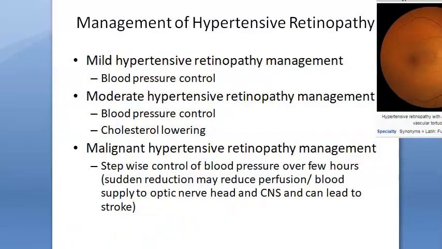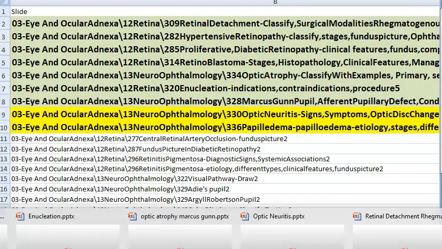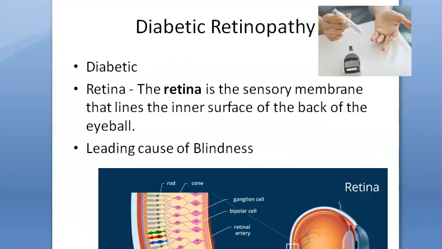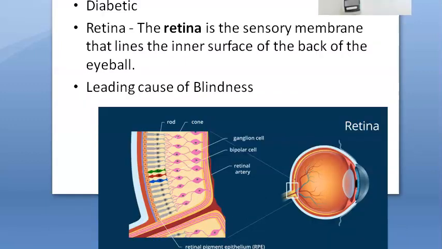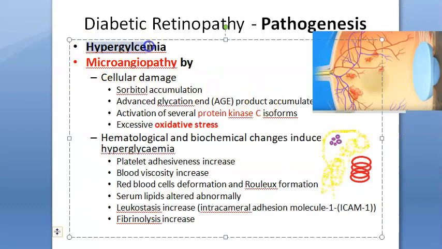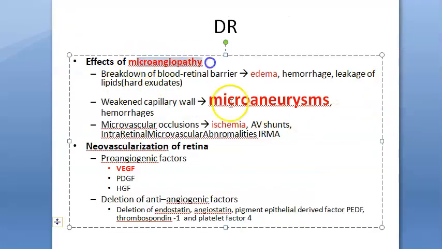Management of hypertensive retinopathy. Proliferative diabetic retinopathy, let's look at. Diabetic retinopathy is a leading cause of blindness. They are saying here there are so many risk factors. What will happen? There is hyperglycemia, microangiopathy, oxidative stress, hematological and biochemical changes because of all the hyperglycemia. So that can be microaneurysms, ischemia, VEGF.